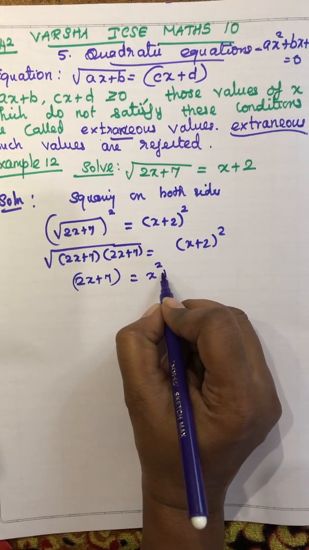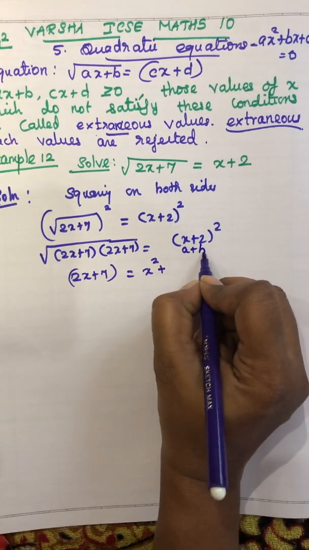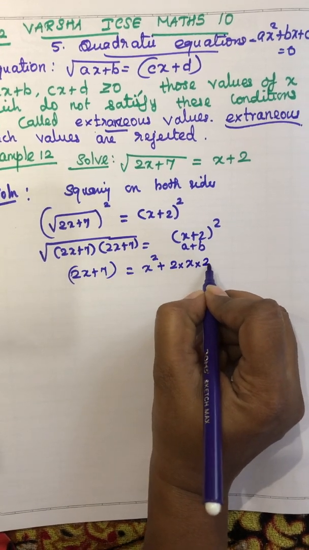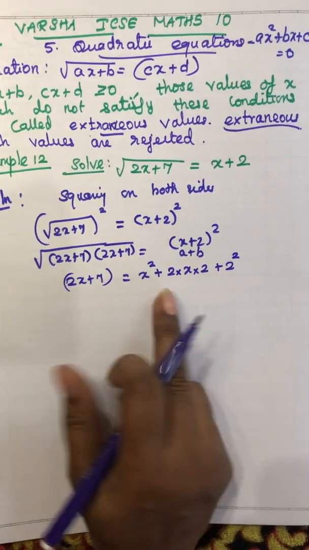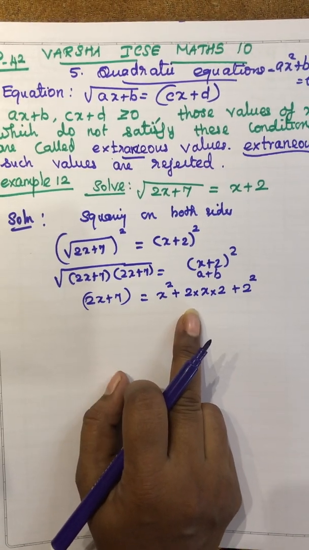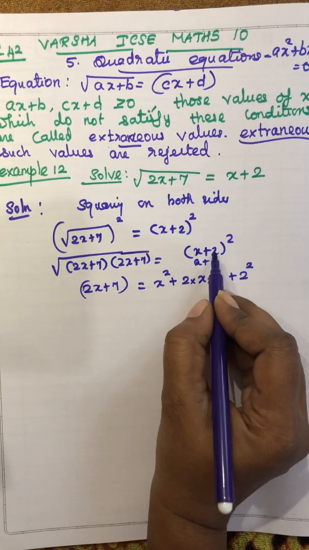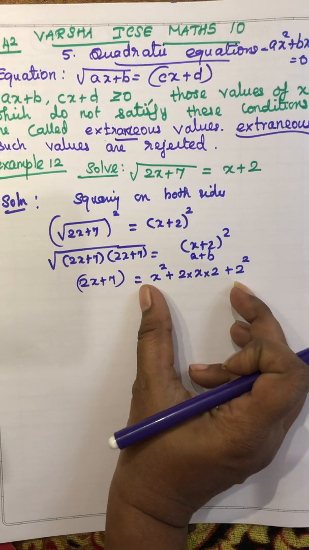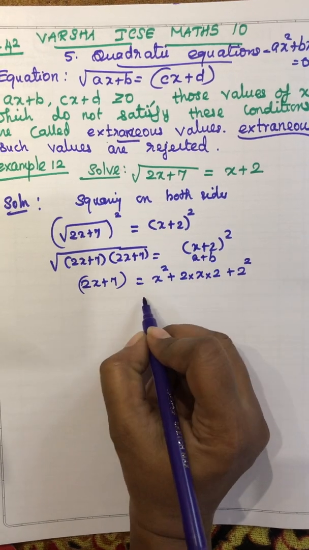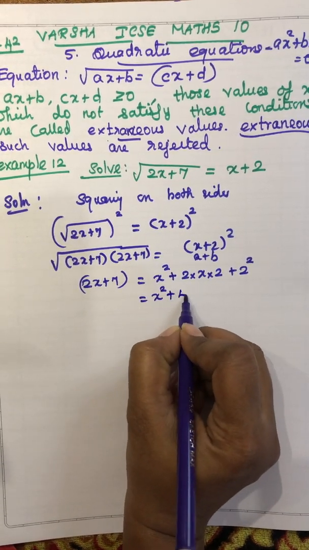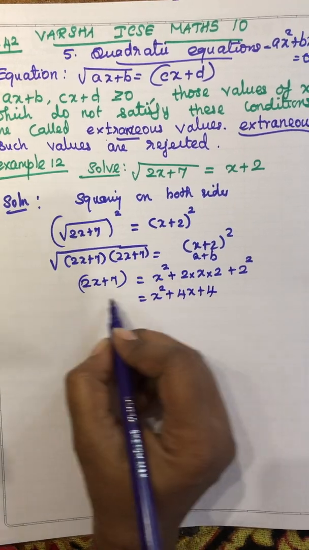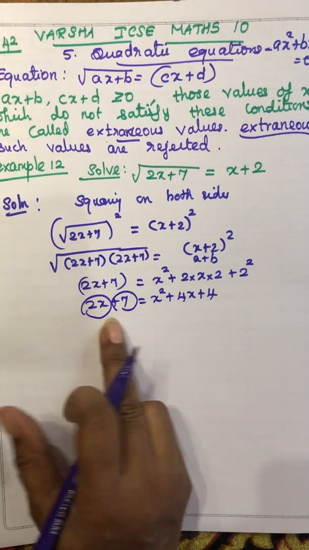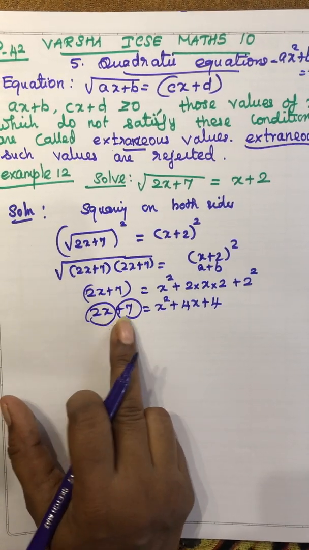So that is x square plus 2ab plus b square, using a plus b the whole square. Do you understand this step? x is for a and 2 is for b, so this is 2ab. You have split it into two terms. Simplify this: x square plus 4x plus 4 equals 2x plus 7. So you can shift these two terms to this side.